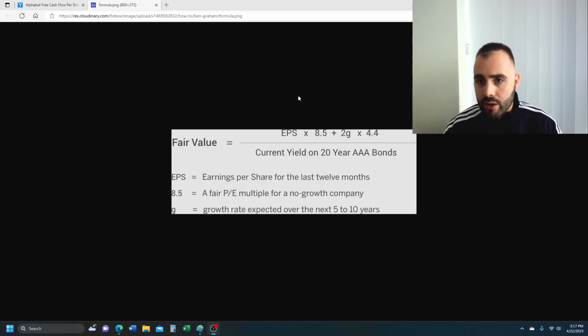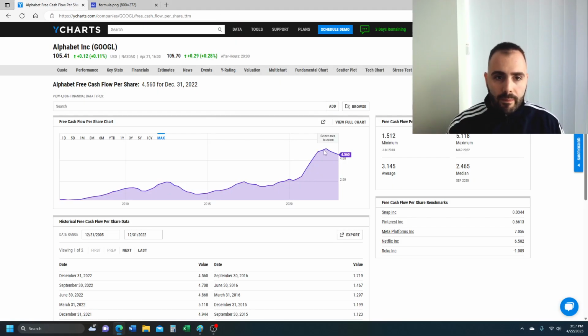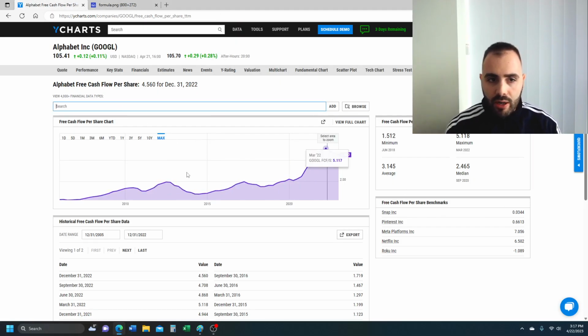The earnings per share has to be, in reality, you're not going to use the trailing 12 months earnings per share. Please don't. You're going to get everything wrong. What you use is the 5-year average free cash flow per share, okay? So if we go to YCharts here, and we see the free cash flow per share, I'm using Alphabet in this case, we're going to use 3.14, okay?